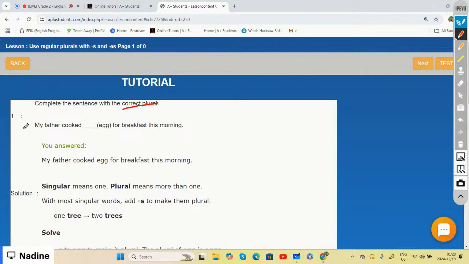It says, my father cooked egg for breakfast this morning. We need to show the plural form of the word egg. Since he did more than one, so my father cooked egg for breakfast this morning. We need to give the word for more than one egg.